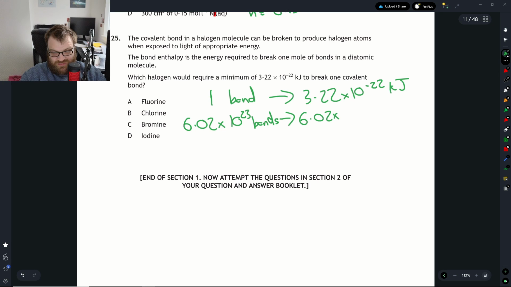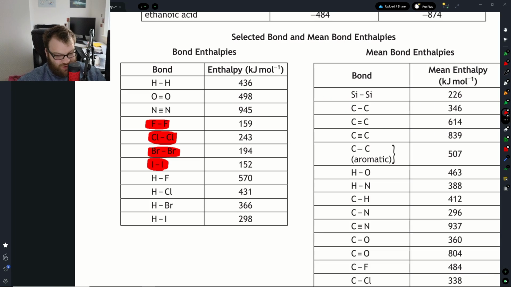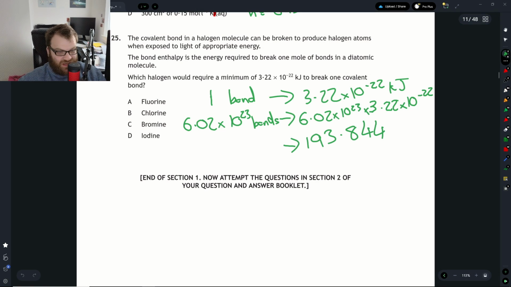So 6.02 times 10 to the 23 times 3.22 times 10 to the minus 22. Pop that into our calculator. That gives us 193.844. The one that matches closest to that would be the bromine, which has been rounded to 194. And bromine, therefore, is our correct answer. That brings a close to the multiple choice.